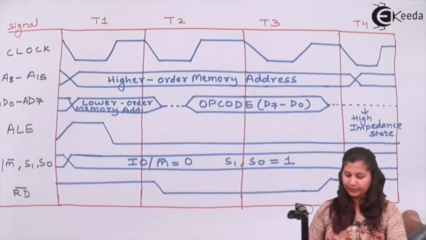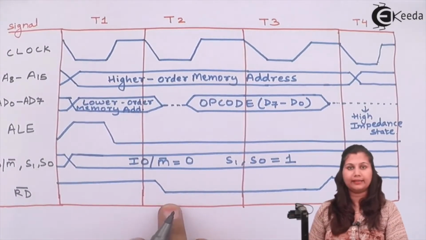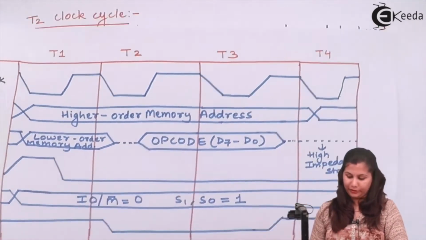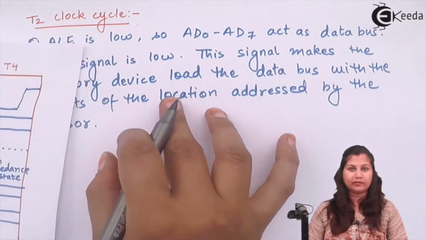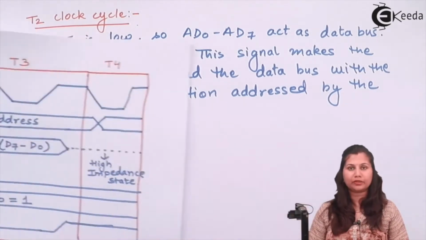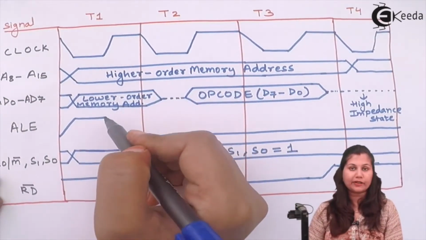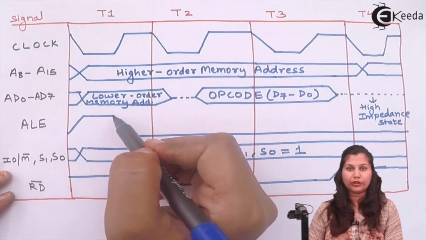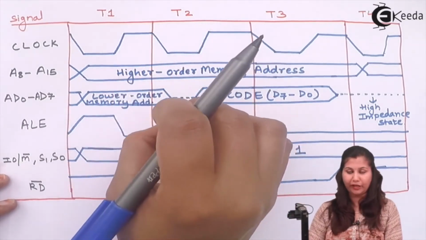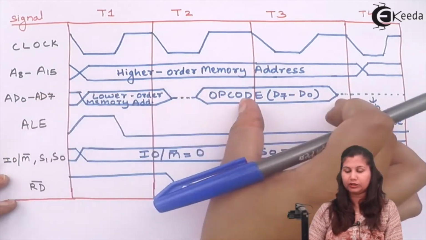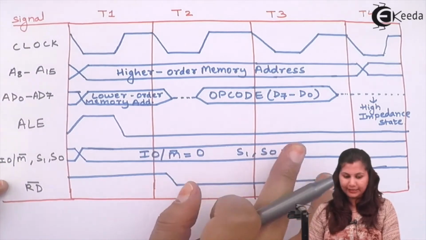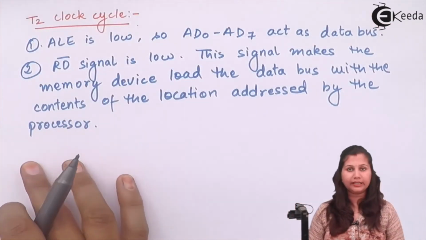You can see that in this T2 state, the RD bar signal is made low by the processor. So it indicates that it is a read operation. And this signal makes the memory device load the data bus with the contents of the location addressed by the processor. The address has already been fetched by the processor, higher order and lower order memory address. So whatever opcode is written at that memory address will be fetched by the processor and loaded on the data bus now. So here the opcode is available now because the ALE signal is low. So this was the T2 state.